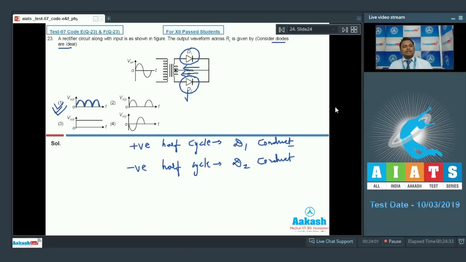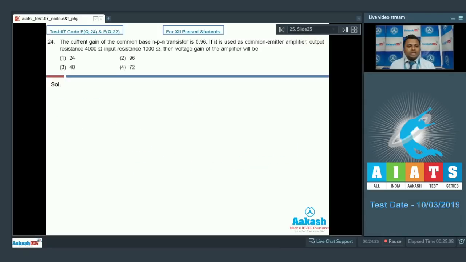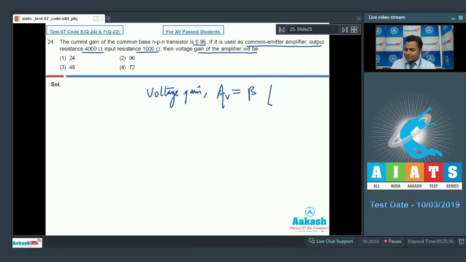Now let us proceed to the next question, that is question number 24. So here is question number 24. The current gain of common base NPN transistor is 0.96. If it is used as common emitter amplifier with output resistance 4000 ohm and input resistance 1000 ohm, then the voltage gain of the amplifier will be what? Now we know that the voltage gain for a common emitter amplifier AV is written as beta times output resistance divided by input resistance.